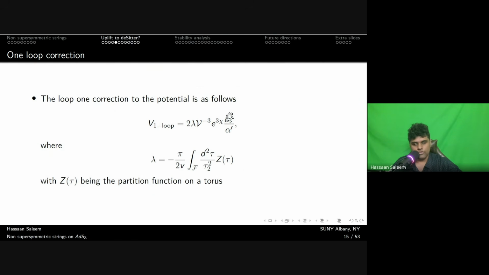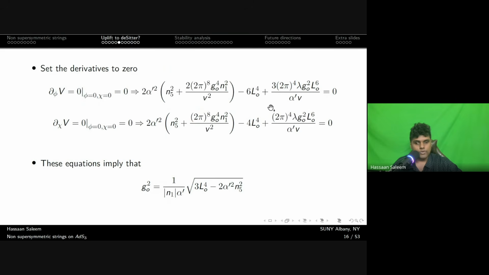loop corrected potential. If you add this term and then take the derivatives again with respect to phi and chi, and see what equations you get, then you get these 2 equations. Now, these 2 equations need to be solved for L and G. You can see that there is the subscript O here, LO and GO. What does that mean? It means that these quantities are one loop corrected quantities. They are still the radius of the sphere and G string, but they are one loop corrected quantities.